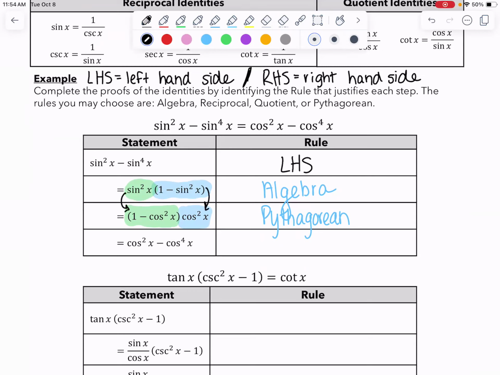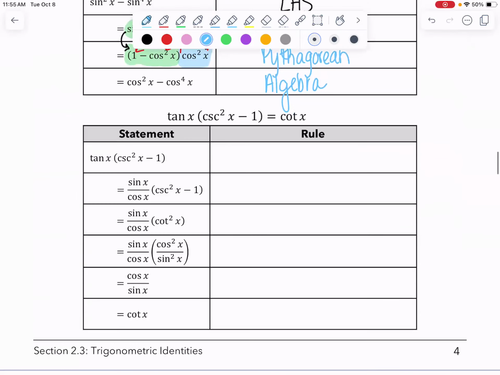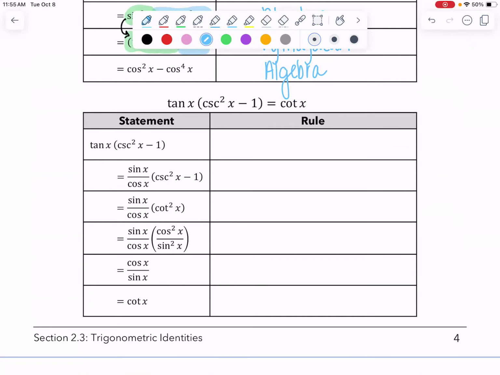From here, it looks like there was some distributing that happened, like the cosine squared was distributed backwards. That would give you cosine squared minus cosine to the fourth x. Distributing is just algebra. And that would be verifying of that proof. It is true that that proof is true. Let's do one more of these, a little more challenging.